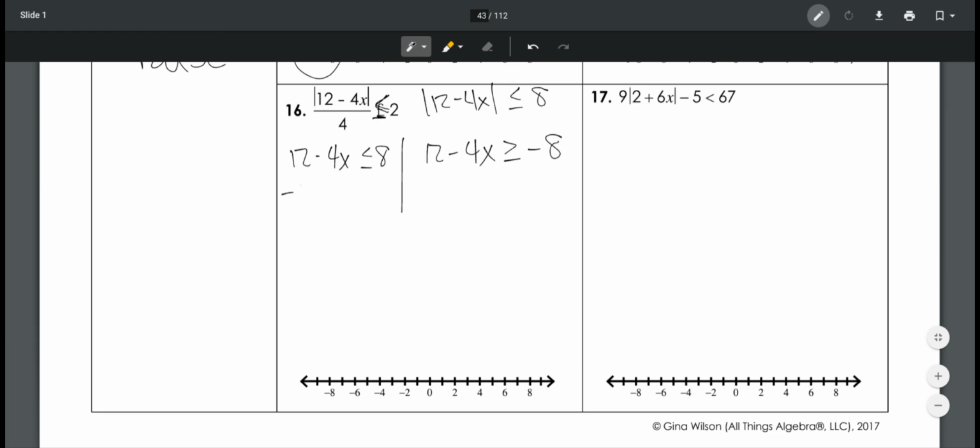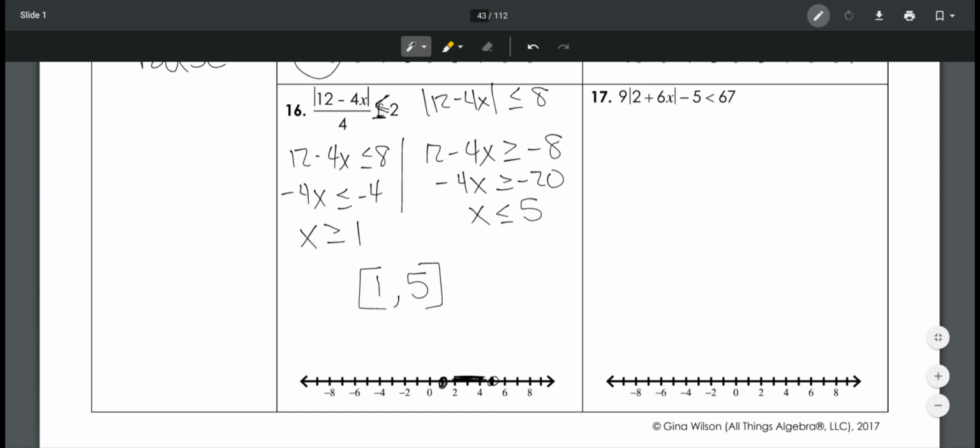So I'm going to subtract my 12, and that gives me negative 4. I divide by a negative, so my symbol flips. I'm going to subtract my 12, which gives me negative 20 on this inequality, and then x is less than or equal to 5. So I will put a solid dot on 1, I will put a solid dot on 5, and I will shade everything in between those two key points. My interval notation would be bracket 1 to 5.